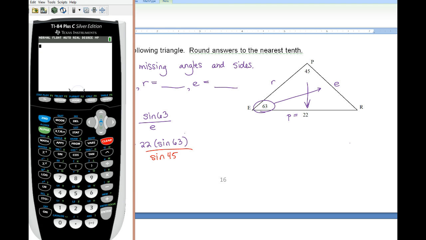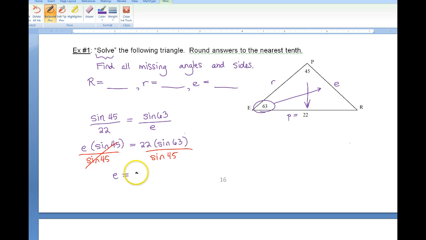And I have e equals, now be careful when you plug this all in. So I have 22 times the sine of 63. You have to make sure that you close the parentheses, because you want to make sure that you don't accidentally press the divided by button too soon. You want to make sure that that's multiplied, and then you're going to divide by sine of 45, and you get 27.7.